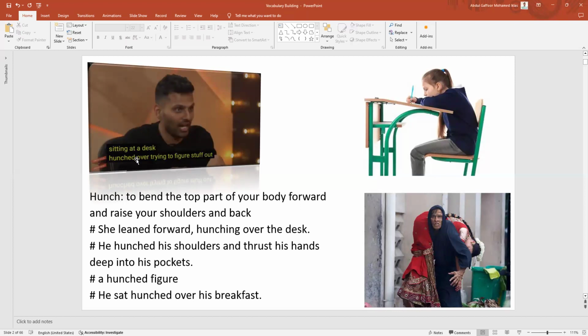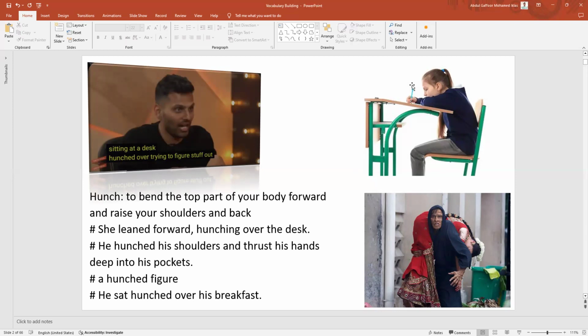Here I didn't know the meaning of the word hunch. So I looked it up in the Oxford Dictionary and typed whatever was given as the meaning and some example sentences. Hunch means to bend the top part of your body forward and raise your shoulders and back, right? To bend your body is called hunching. So, she leaned forward, hunching over the desk.